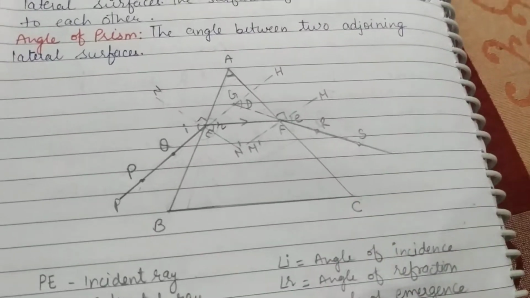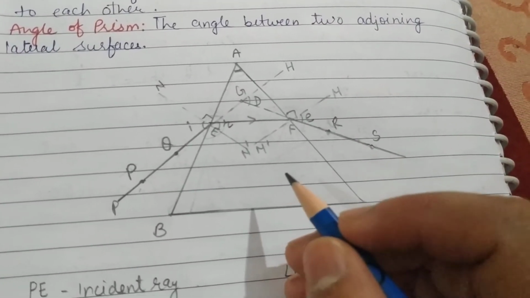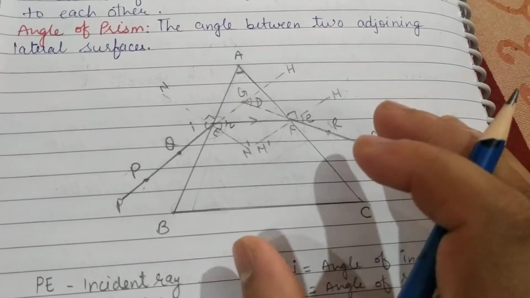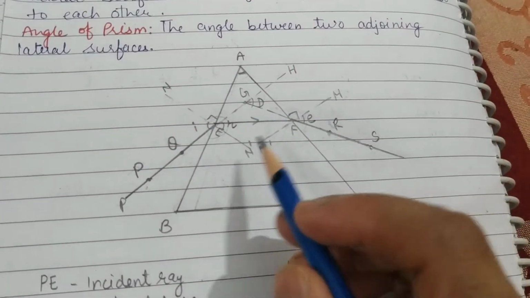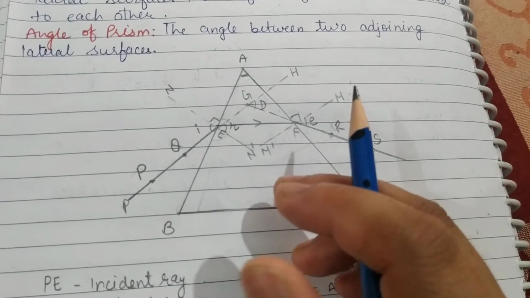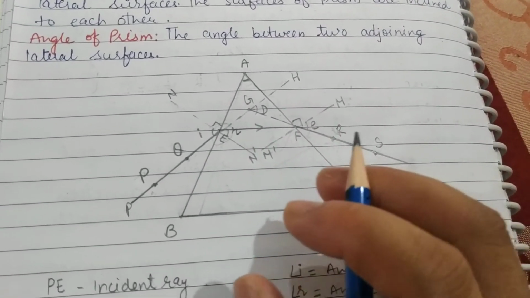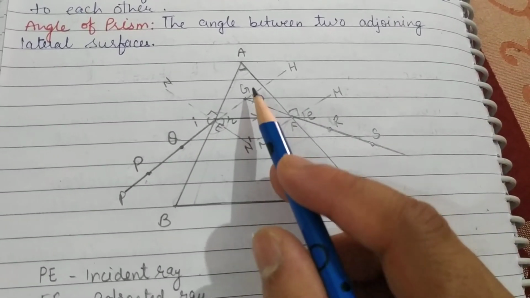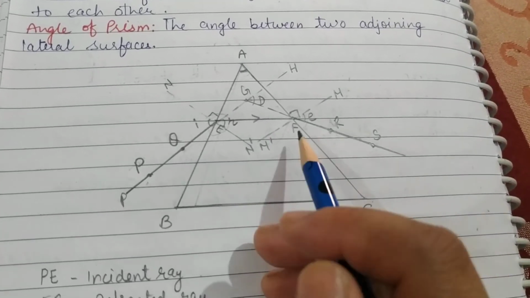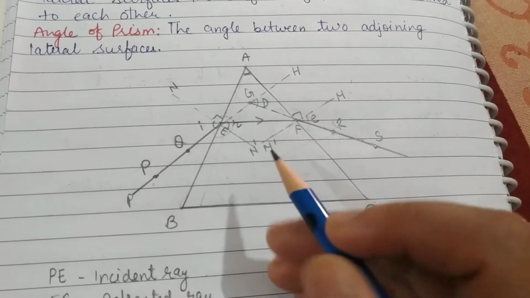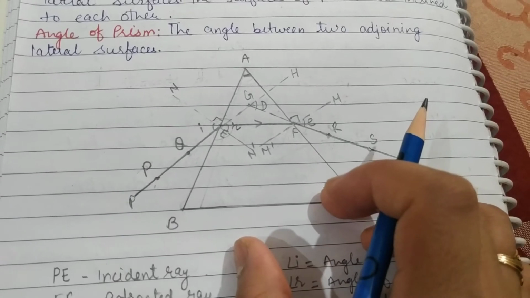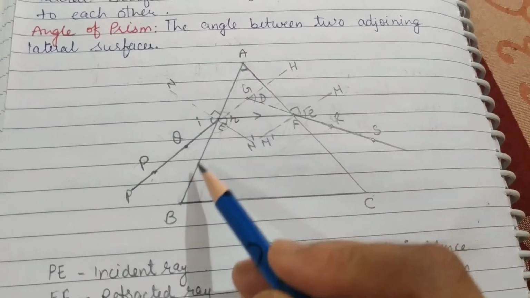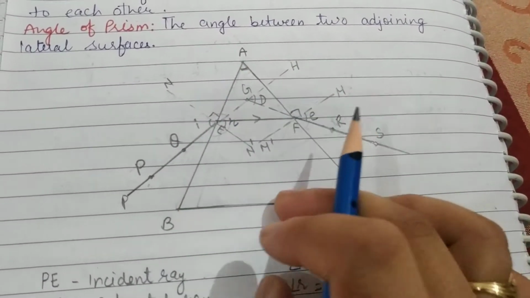So what we have to do here is first take a white sheet of paper and a drawing board. We have to fix the white sheet over the drawing board, right, and place a glass prism on it in such a way that it rests on its triangular base. Then trace the outline of the prism. This is the outline of the prism.